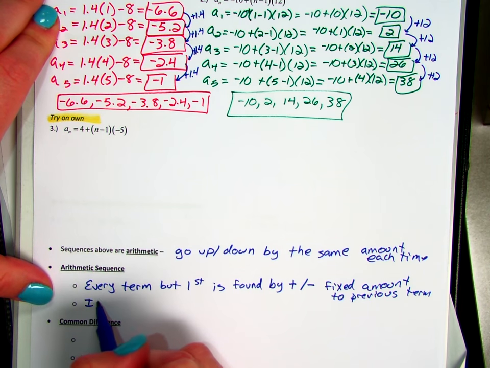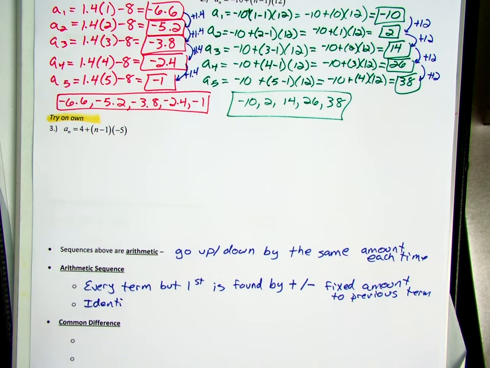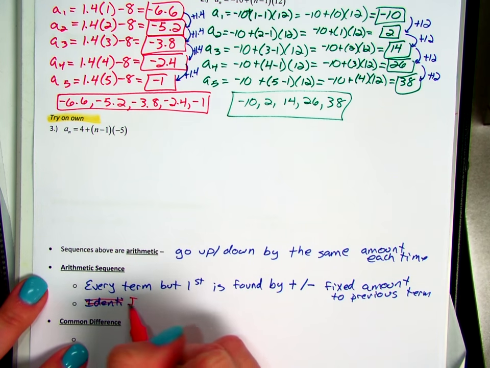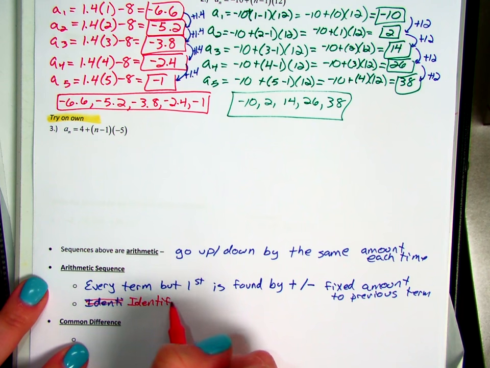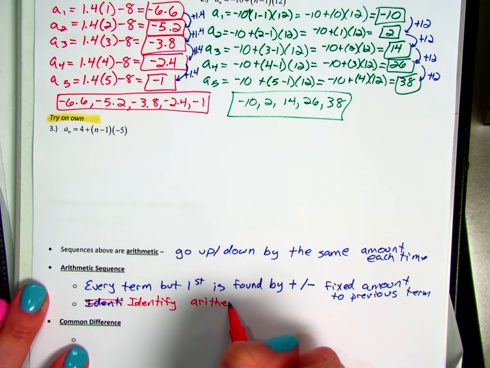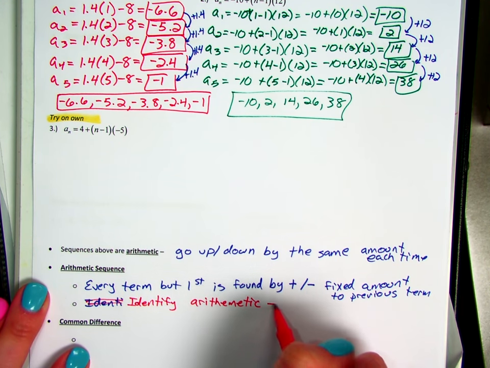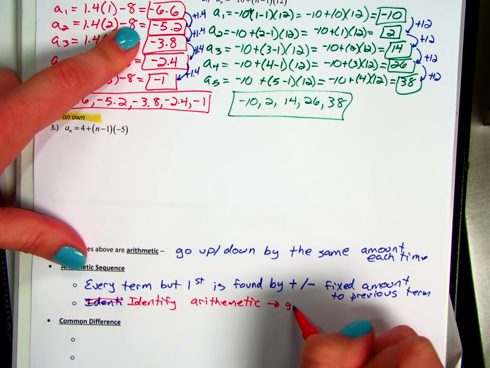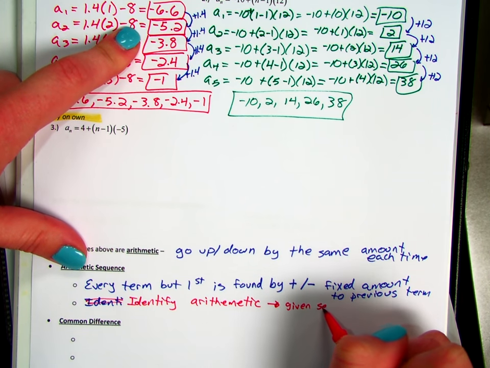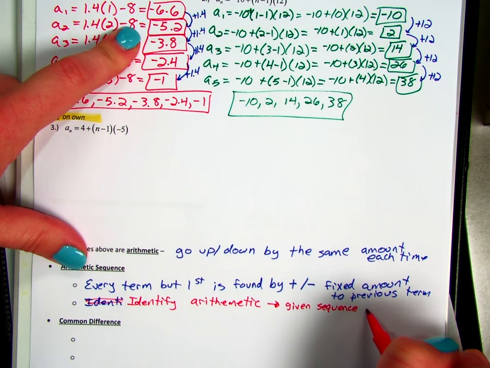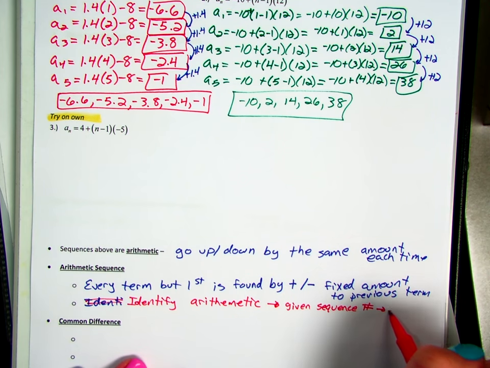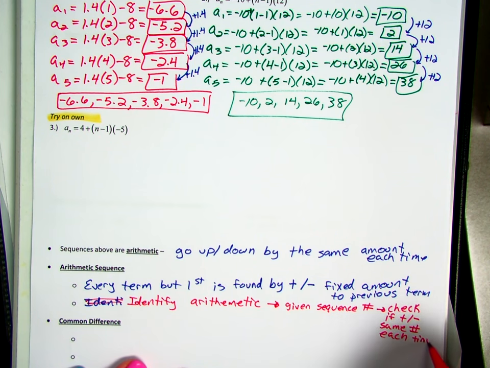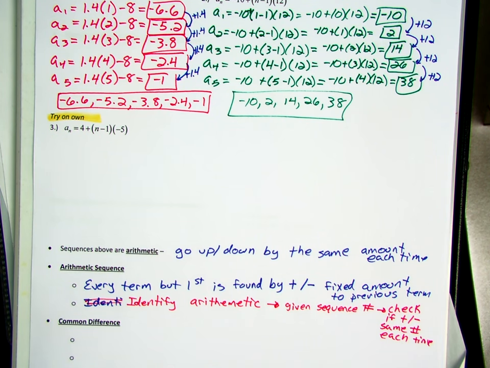First of all, we can identify if it's arithmetic. And there's two really different ways to do that. The first way is if you're given a sequence of numbers, check if you add or subtract the same number each time. If you can add or subtract the same number each time to get to the next one, then you know you can apply the arithmetic sequence.